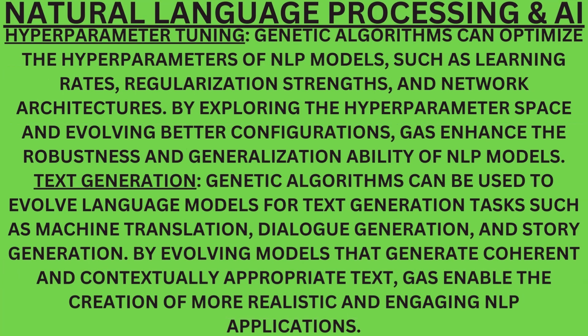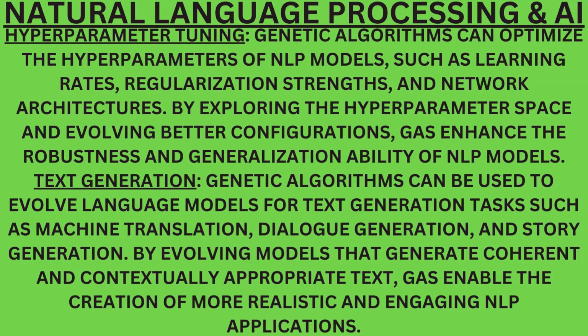Hyperparameter tuning. Genetic algorithms can optimize the hyperparameters of natural language processing models such as learning rates, regularization strengths, and network architectures. By exploring the hyperparameter space and evolving better configurations, GAs enhance the robustness and generalization ability of natural language processing models.